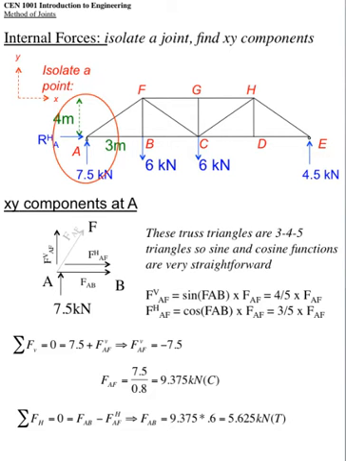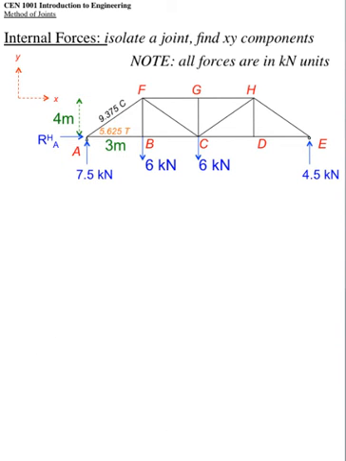Right. So F AB is 5.625, and we know it's in tension because it came out positive, and we had assumed tension. Okay, so now we have these two internal forces. So now which point should we isolate? Well, if we go to F, there are 3 unknown members attached, so that's not a good choice. So let's go to point B. There's only 2 unknown members attached. So let's isolate point B.